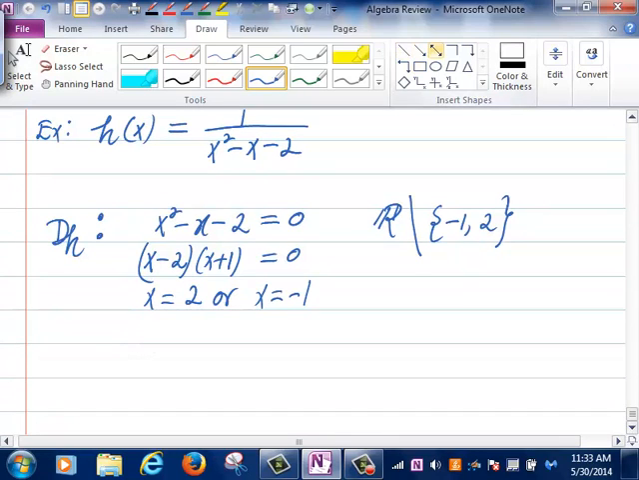So give me one second to make a real number line here, just to make sure you get this. Let's say I have the number negative 1 here, I have the number 2 here. The domain is all real numbers except for these two, right? I have to exclude negative 1 and 2. So what's the domain?